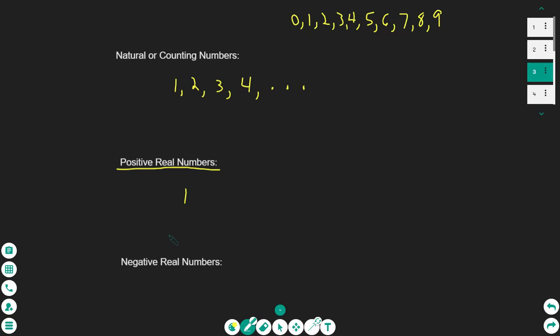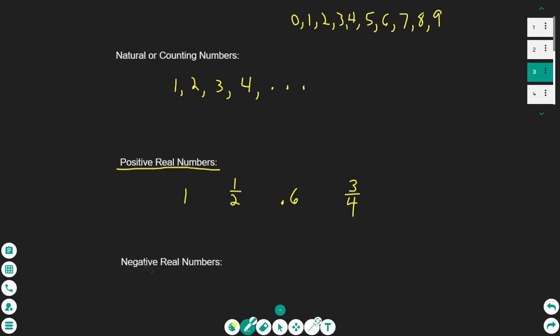Any place I can place myself that I can physically measure the distance between the wall and myself would be a positive real number. So 1/2 would also be a real number. That's a physical distance, or you could think of it as a physical distance. 0.6 is a physical distance. 3/4. Okay, all of these would be positive real numbers.